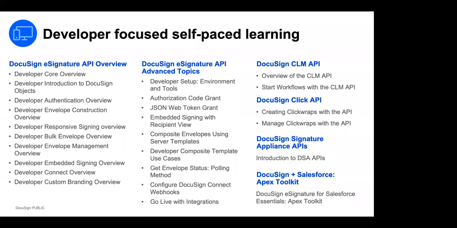And then, like I said, we've got some basics on the CLM API, on the Click API for building clickwraps. If you're working with the DocuSign e-signature appliance, there's an API for that as well. And then we've got a little course just getting you on the basics of the Apex toolkit, which is part of our Salesforce integration. So Sasha, I have a couple of questions here.